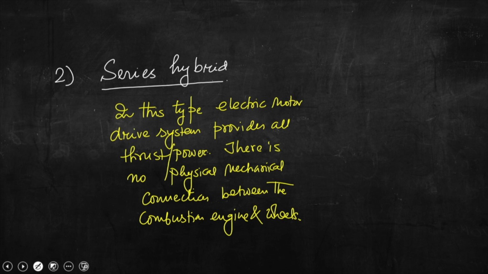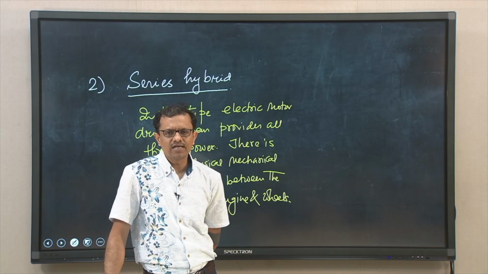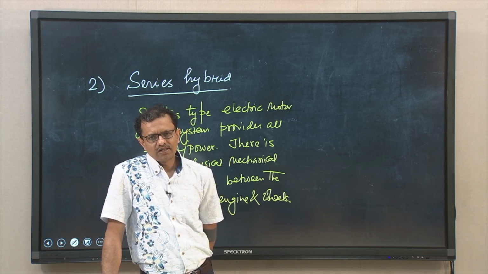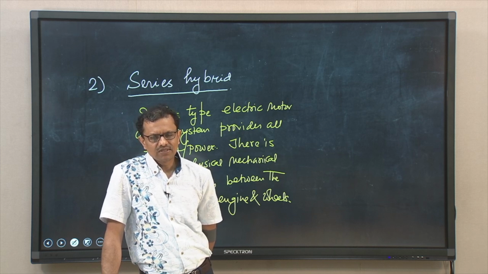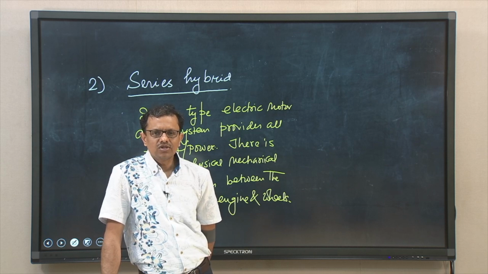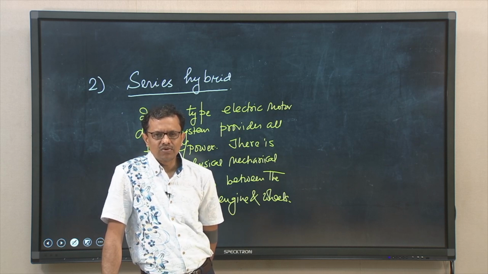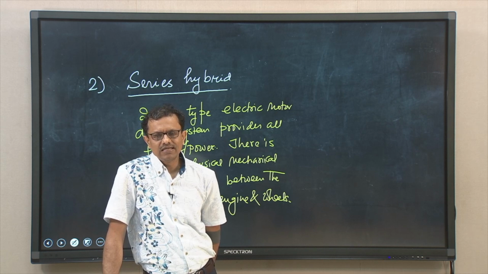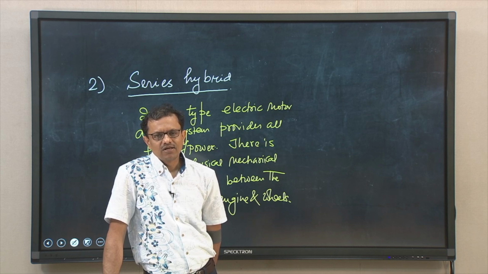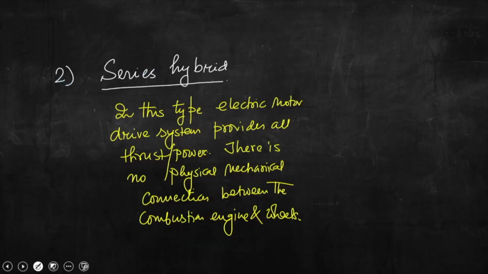Try to understand, that means the electric motor drive system will provide all the power needed to propel the vehicle, while there will be no physical mechanical connection between the wheels and the combustion engine, but the combustion engine will still be there, because the system is a hybrid system. So, what should be the objective or function of the combustion engine?